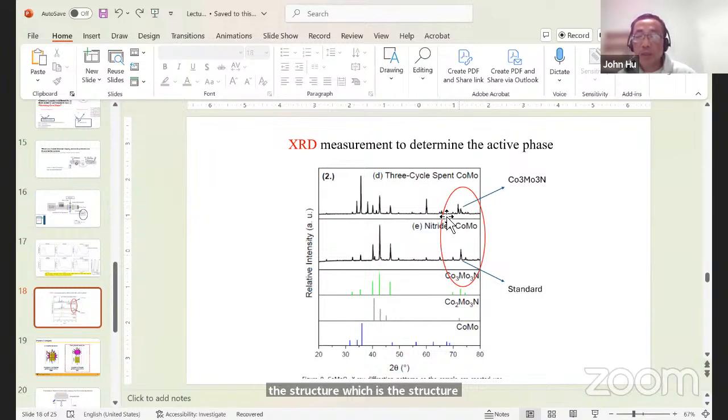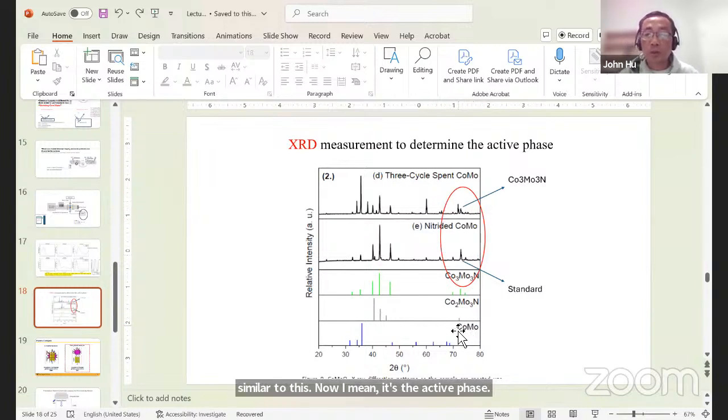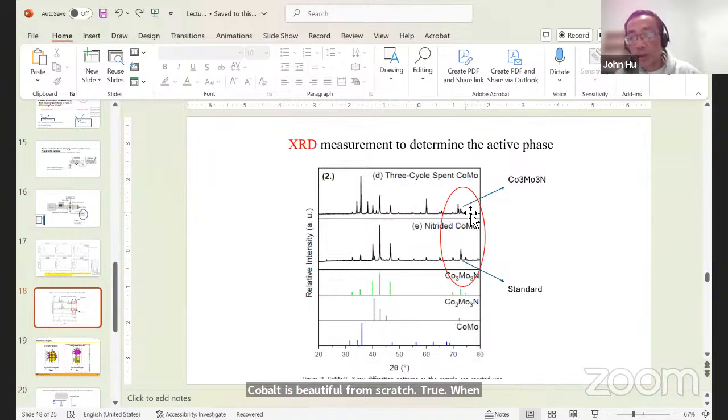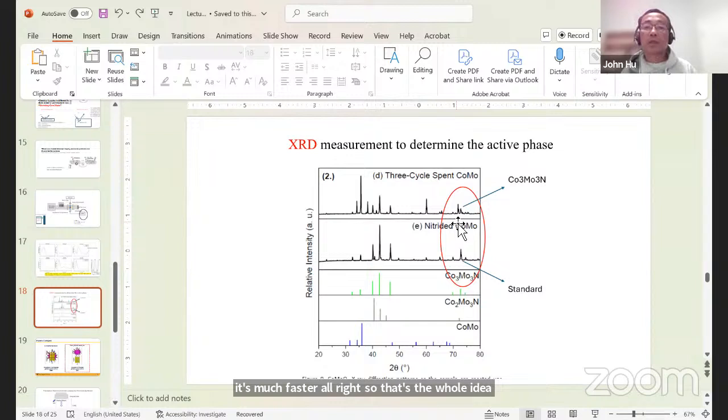So what does it mean? That means you want to build a material, I mean, not from scratch. Cobalt moly is built from scratch. True. When you react 3 cycles from cobalt moly, you will see this structure. What if you bypass cobalt moly? You start from cobalt 3 moly 3. It's much faster, all right? So that's the whole idea of how you design the material.